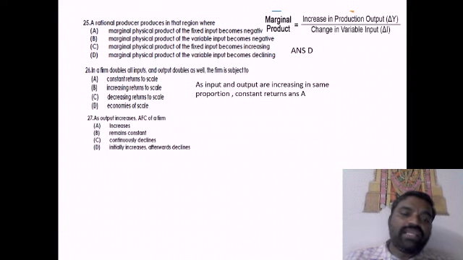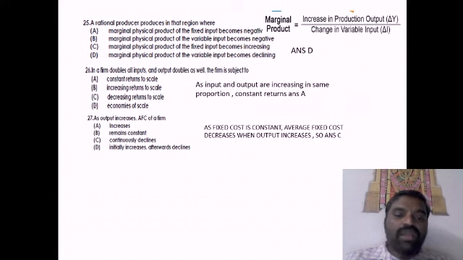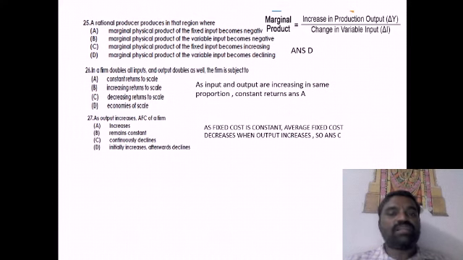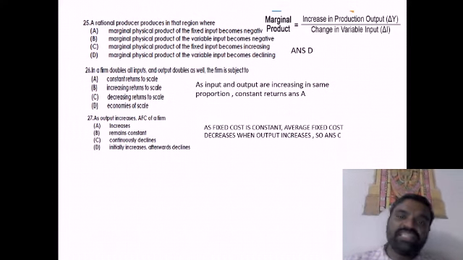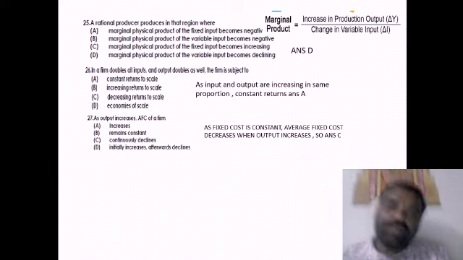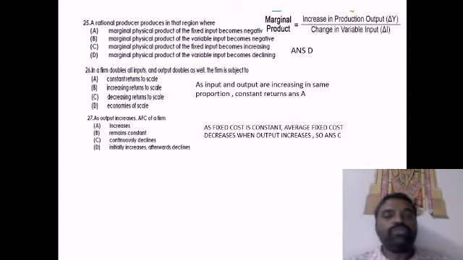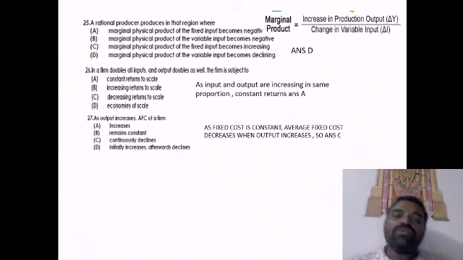27. As output increases, the average fixed cost of the firm decreases, as fixed cost is constant. So the answer is C. Fixed cost will not change from one product to another, right? However many you produce, the fixed cost will remain the same. So as the number of units increases, average fixed cost will come down.